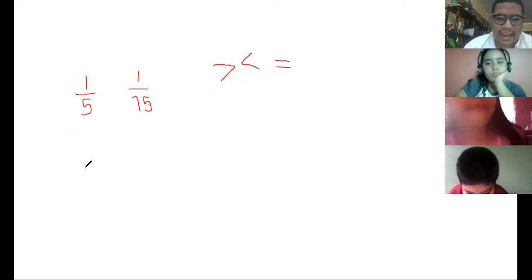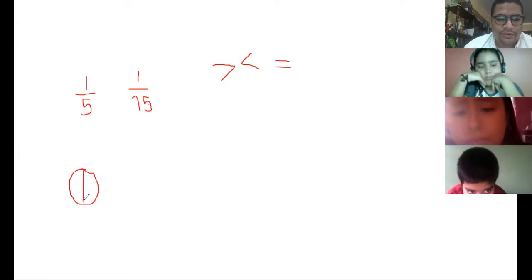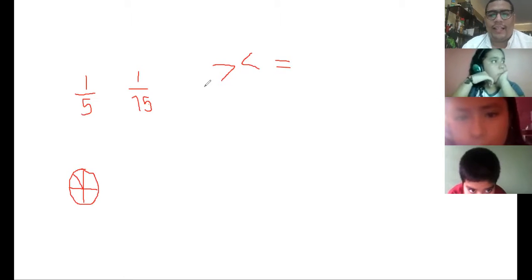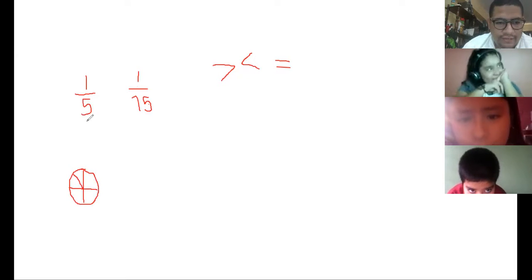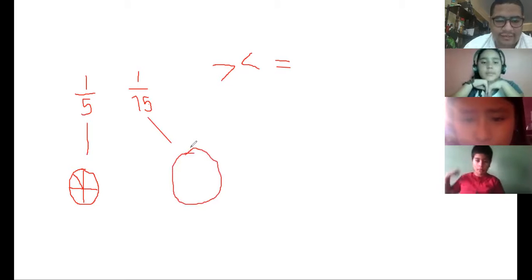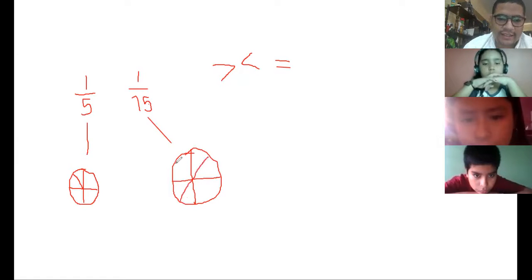Like for example, you have a cake. We are going to use the example of a cake. Pay attention. You have a cake, and then you divide this cake into 2, 4, and 5, and these represent these fractions. Let's suppose that they have the same size, and then we divide the other cake into 2, 4, 6, 8.